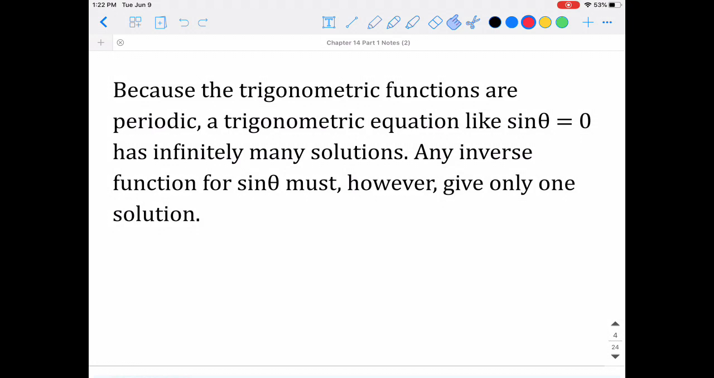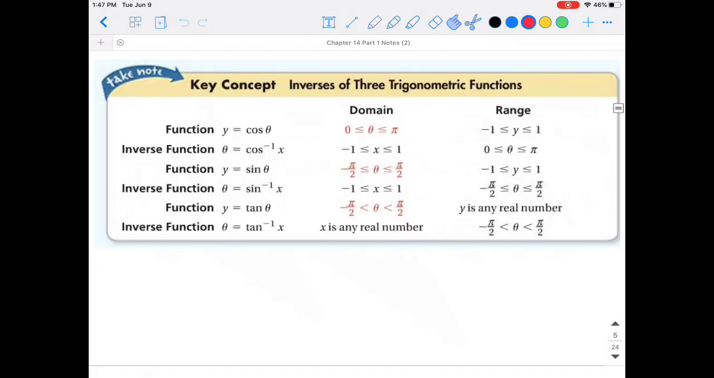Any inverse function for sine of theta must, however, give only one solution. If we talk about the inverse of sine theta, for that function to be 1 to 1, we can only have one input. I'm not going to be too strict about this. I'm just going to talk about it a little bit, specifically regarding your calculator.